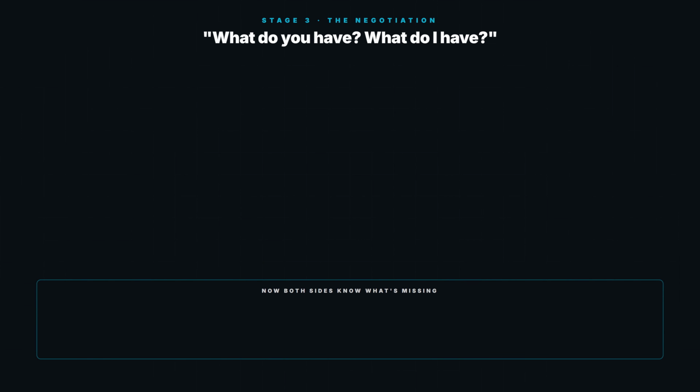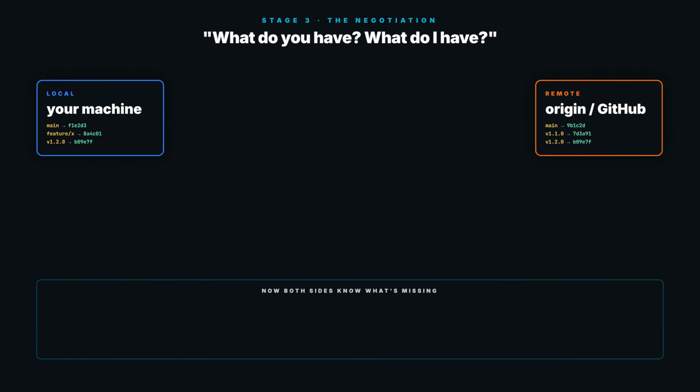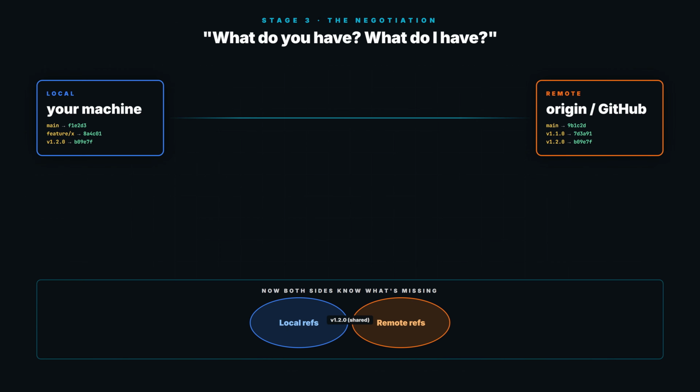Now the network part starts. Git connects to the remote, usually over SSH or HTTPS. It says, hey, here are my refs, what do you have? The remote responds with its refs. Now both sides know who has what. This is called the negotiation phase. It prevents Git from sending objects the remote already has. If your branch is just one commit ahead of origin, Git only ships that one commit's data, not your entire repository.